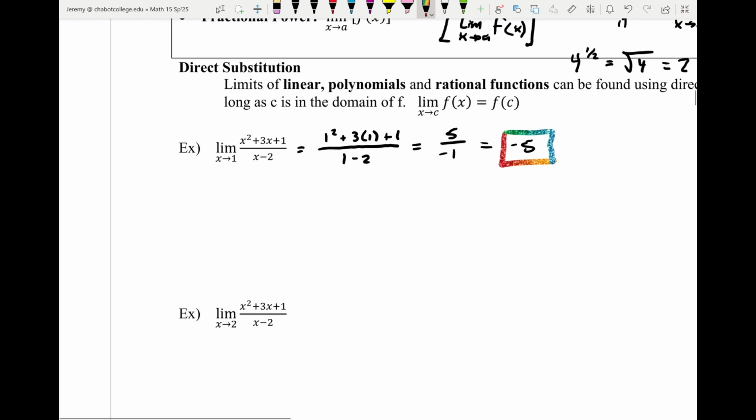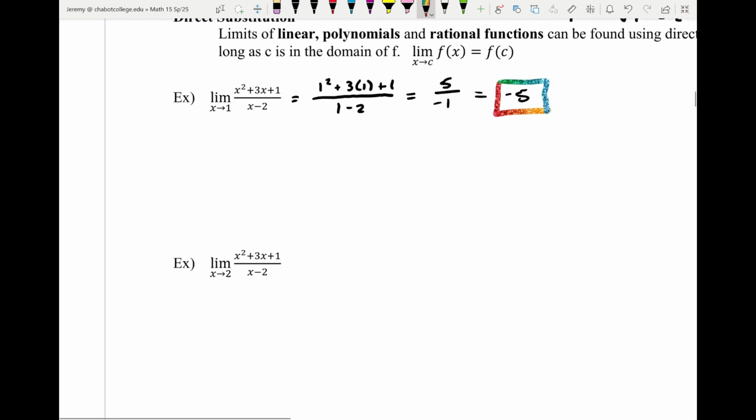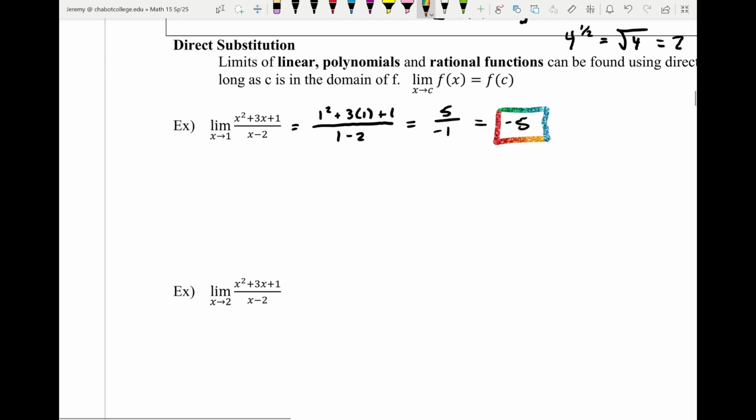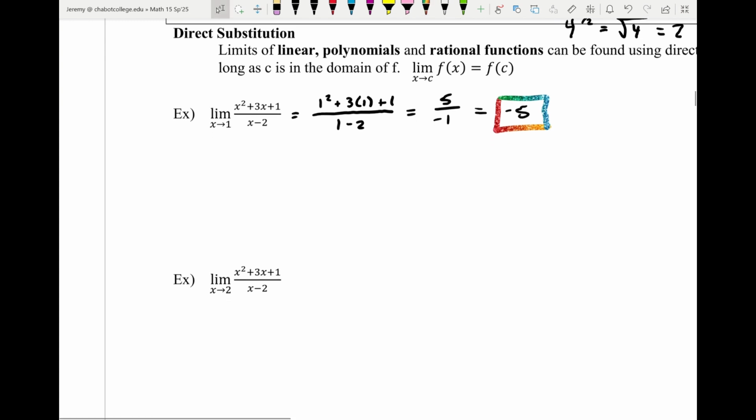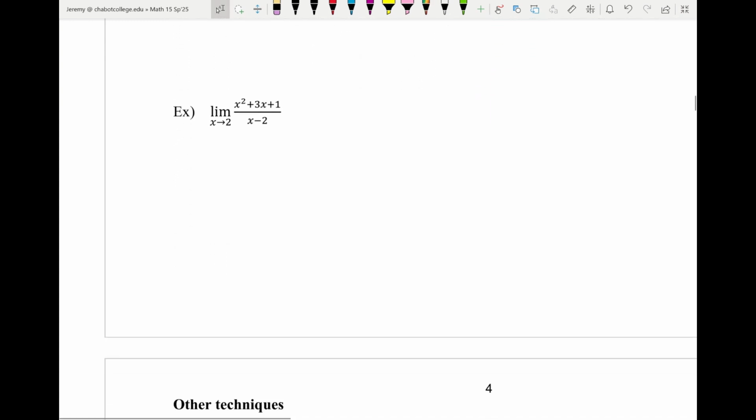Okay, nice and easy. So it's always worth checking to make sure that you can't just direct substitute before you start exploring other directions.